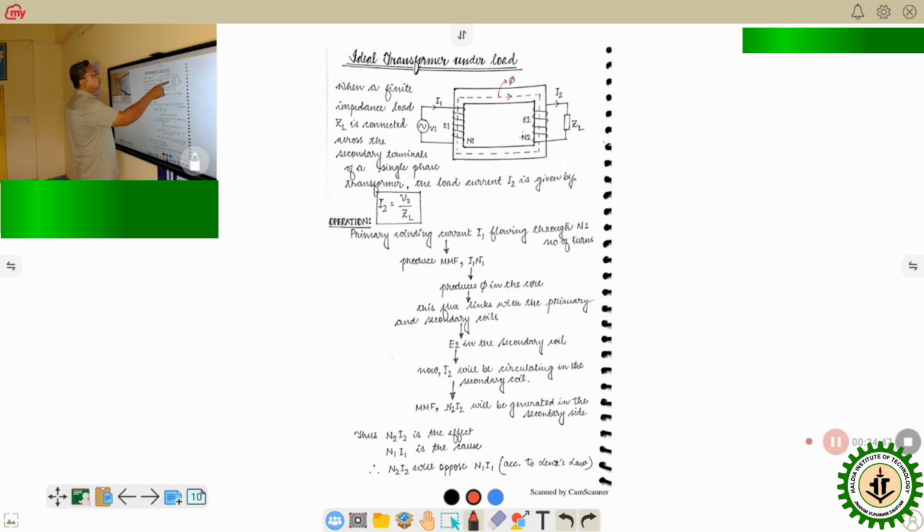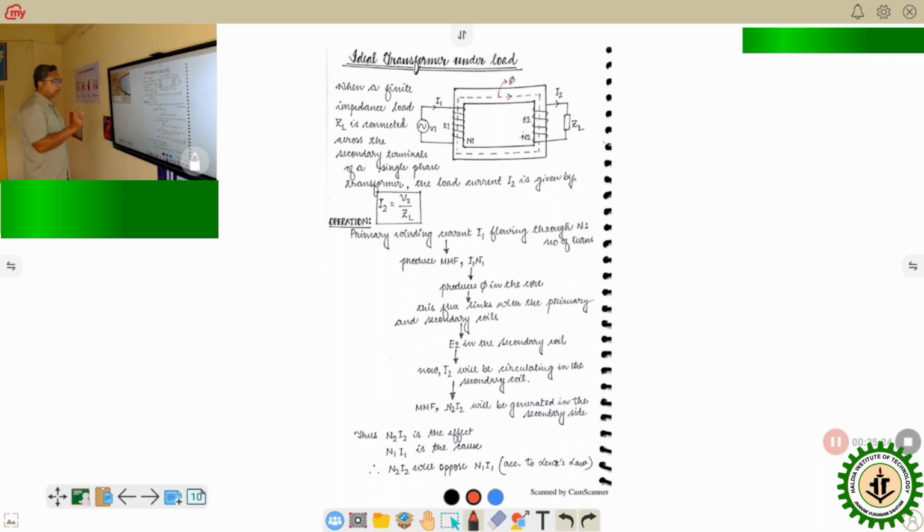The point to be noted here is that under no load operation, the output was open. So even if the voltage was present, because the output was open, current was not flowing, because current always flows in a closed path. But here, E2 is induced, the circuit is closed, and I2 current is now circulating in the secondary coil. What will happen if I2 current is circulating in the secondary coil? Secondary MMF will get generated.